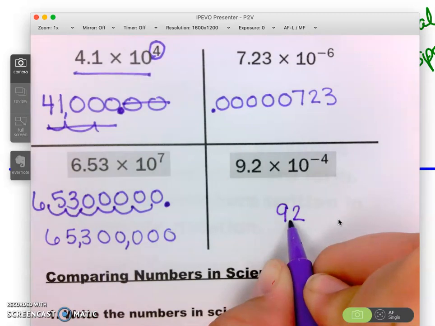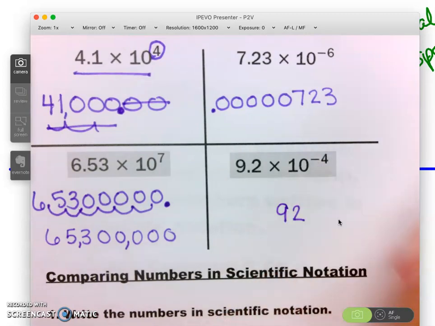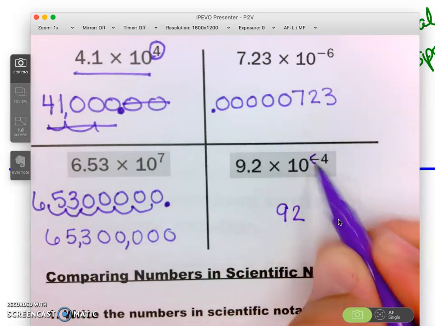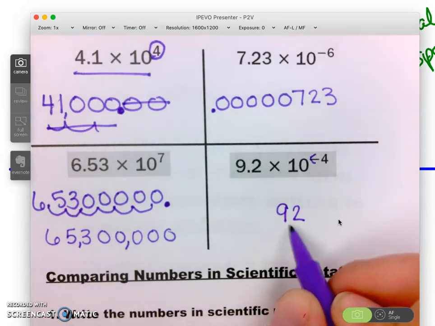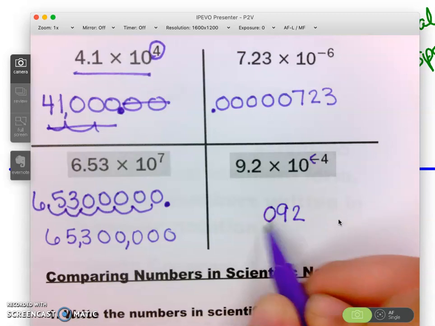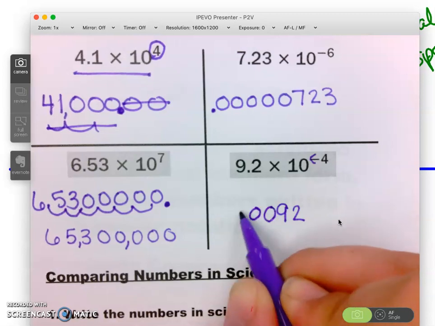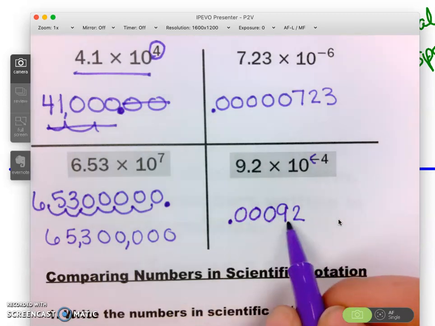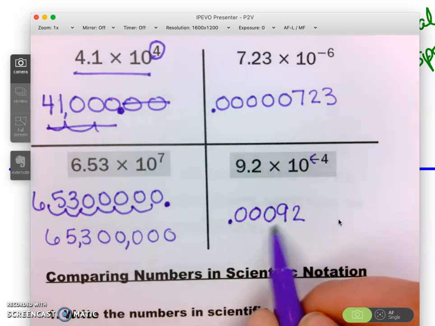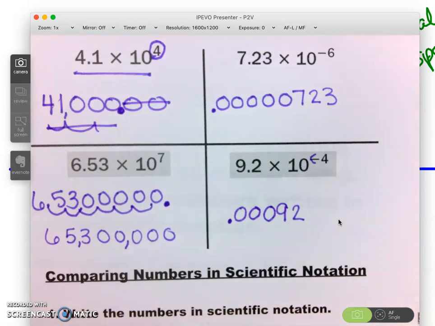Okay, 9.2. My decimal is here. I need to go to the left. You could also look at that as an arrow. So I need to go that way. So 1, 2, 3, 4. Double check my answer. My decimal is here. I need to move it 4 places. 1, 2, 3, 4.